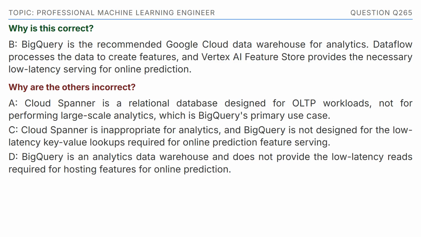A. Cloud Spanner is a relational database designed for OLTP workloads, not for performing large-scale analytics, which is BigQuery's primary use case. C. Cloud Spanner is inappropriate for analytics, and BigQuery is not designed for the low-latency key-value lookups required for online prediction feature serving. D. BigQuery is an analytics data warehouse and does not provide the low-latency reads required for hosting features for online prediction.